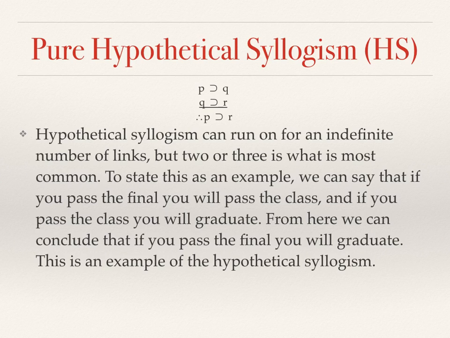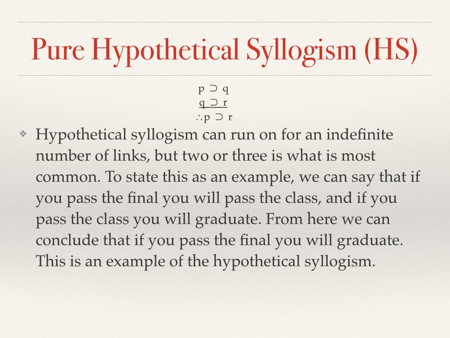Another argument form is the pure hypothetical syllogism. P implies Q, Q implies R. We can conclude P implies R. So a hypothetical syllogism can run for an indefinite number of links, but two or three is what is most common. To state this as an example, we can say that if you pass the final, you will pass the class, and if you pass the class, you will graduate.